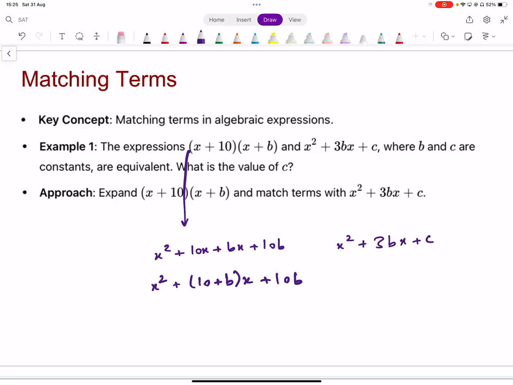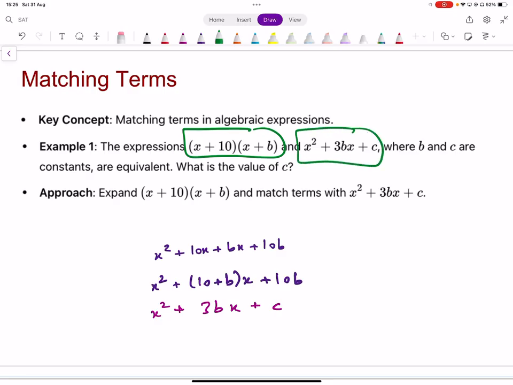Okay? Now we are given that this is equivalent to x squared plus 3bx plus c. Now if these two expressions are equivalent, that means their coefficients of x squared should be the same, their coefficients of x should be the same, and their constant term should also be the same. Read the question statement again. It says the expressions are equivalent. They should be identical. Same coefficient of x squared, same coefficient of x, and same constant term. So what you do is you simplify this factorized form. And that gives you this. And now you compare coefficients.